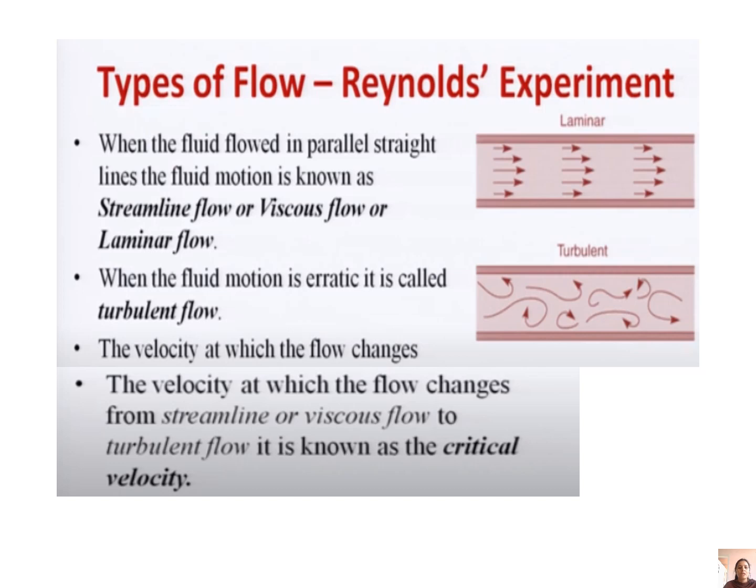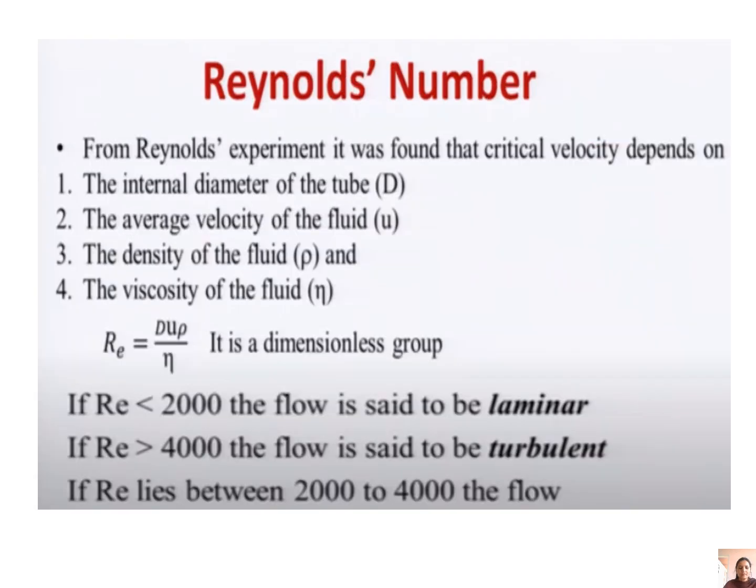When the fluid flows in parallel straight lines, the fluid motion is known as streamlined flow or viscous flow or laminar flow. When the fluid motion is erratic, it is called turbulent flow. You can compare it to a wave motion, that is turbulent flow. The velocity at which the flow changes from streamline or viscous flow to turbulent flow is known as the critical velocity. And Reynolds number is the ratio of inertial force, which increases the Reynolds number, and viscous force, which resists it. The equation is Re equal to rho v d by eta. It is a dimensionless group.